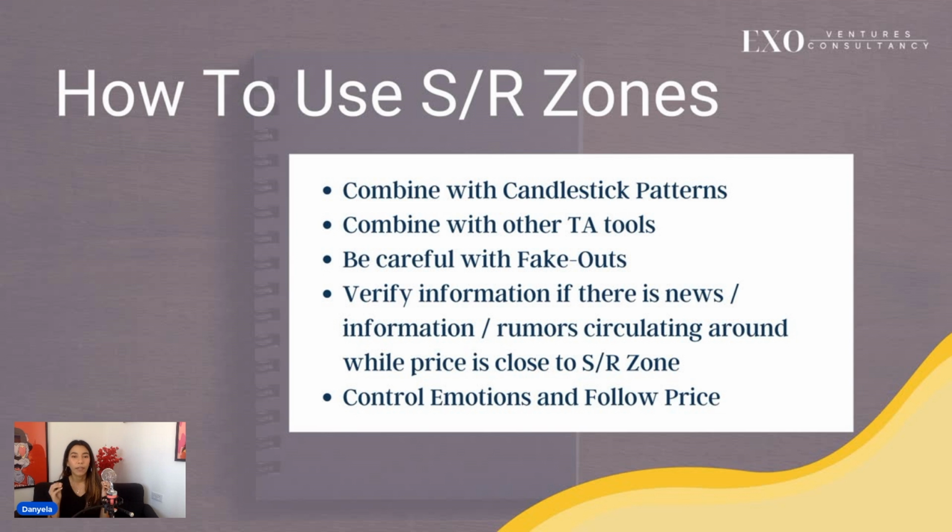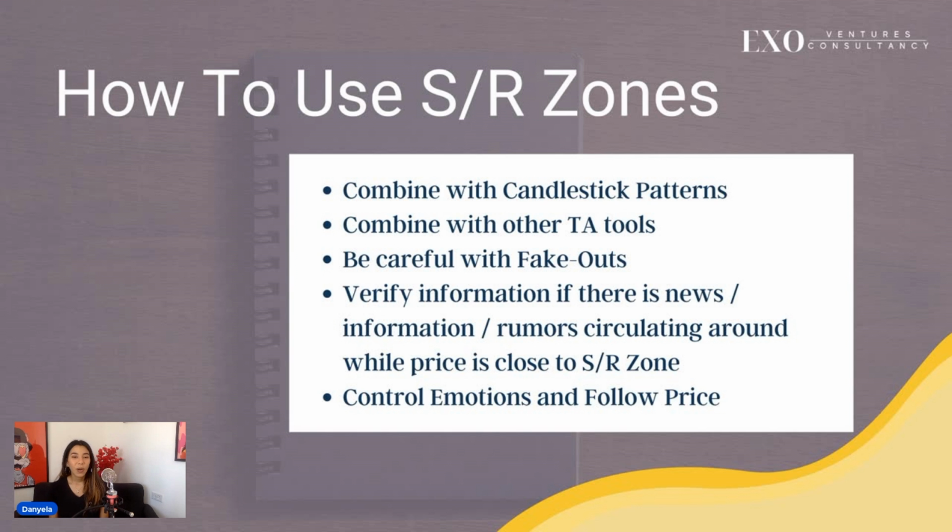You want to be careful with fake outs, where price gets into the resistance or support zone and you think it's going to break, but it actually is going to hold after all. You want to be careful with that. And in our Casual Crypto Chats video on bull traps, you can see how these fake outs happen. Next, you want to verify any news, information, or rumors circulating while price is reaching these zones, because this can also contribute to fake out situations.